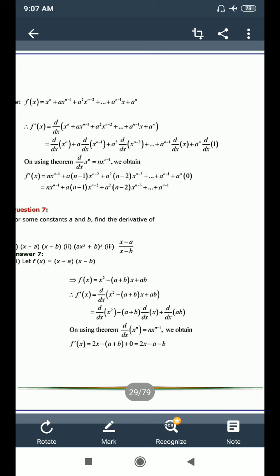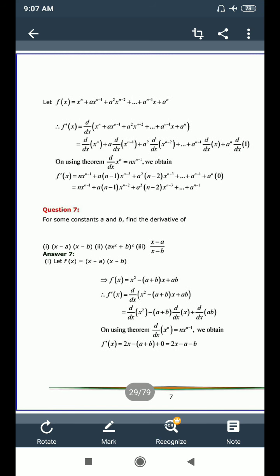I have just explained in the previous question that the derivative of a constant is 0, whether it is 1, 2 or anything. So its derivative is 0. So in this way, this question is over. Come to question number 7.